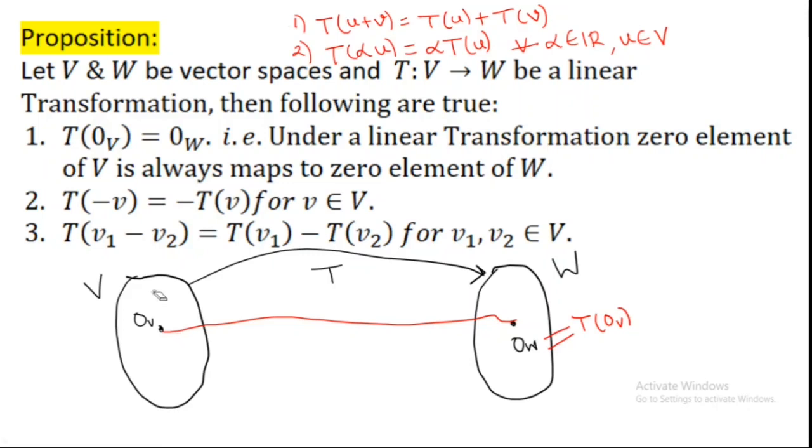And this T of 0V is exactly equal to 0W, isn't it? Because image of this 0V is always nothing but 0 of W. So this is important. Under a linear transformation, 0 of V always maps to 0 of W. Next point, next result is simpler. What is the next result saying? T of minus V is equal to minus times T of V. In other words, you can take that minus sign out. So this is simpler. If I put my value of alpha as minus 1 here, you can easily see that I will get this result, right?